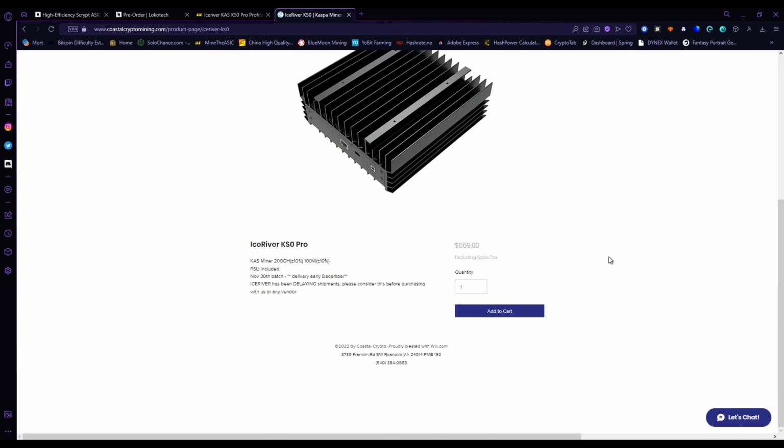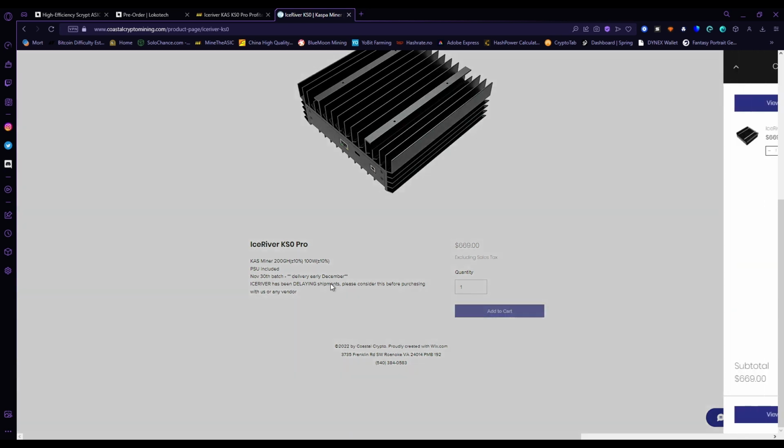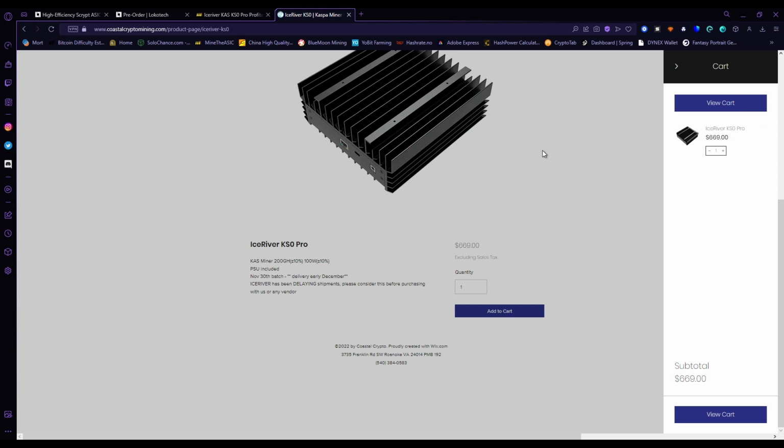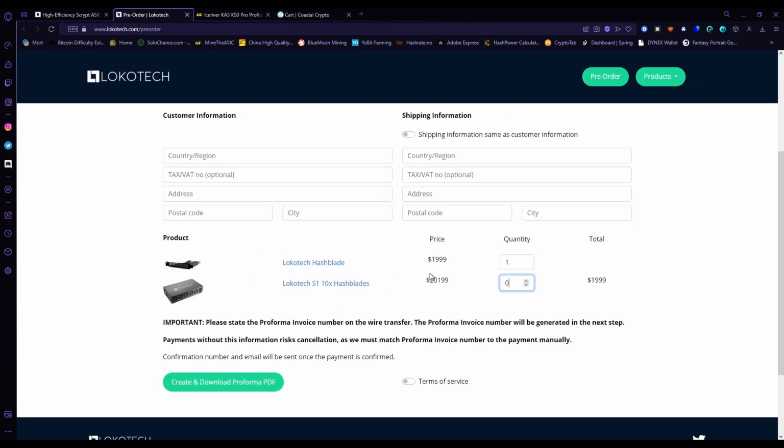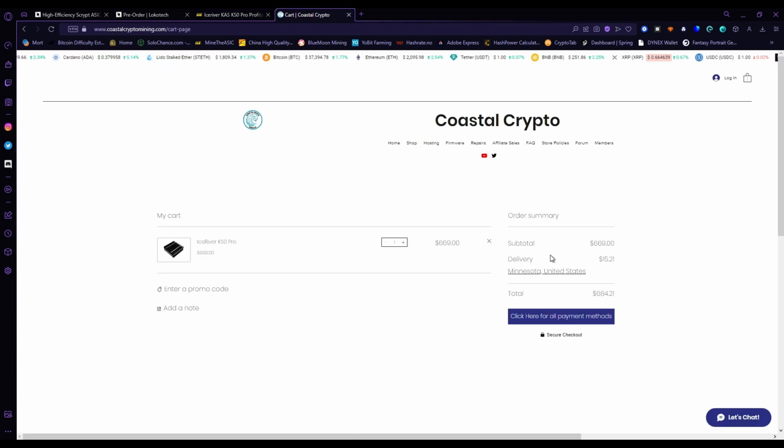$669 before shipping. And then if you wanted to say, let's add it to our cart, you would be getting it in early December, of course, for the November 30th batch. So do keep that in mind. You will not be getting that. But also, if you get a Lokotech, you're not going to be getting that either, because this is also a pre-order.